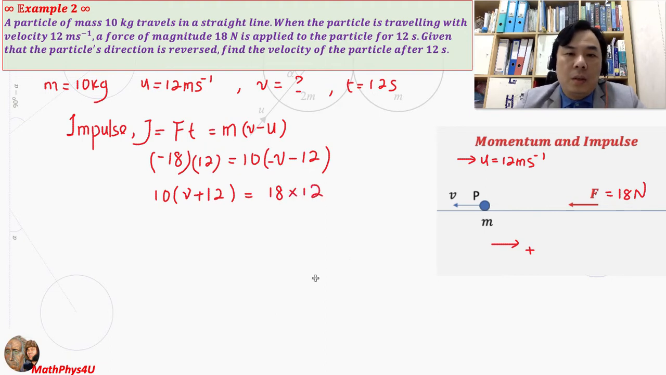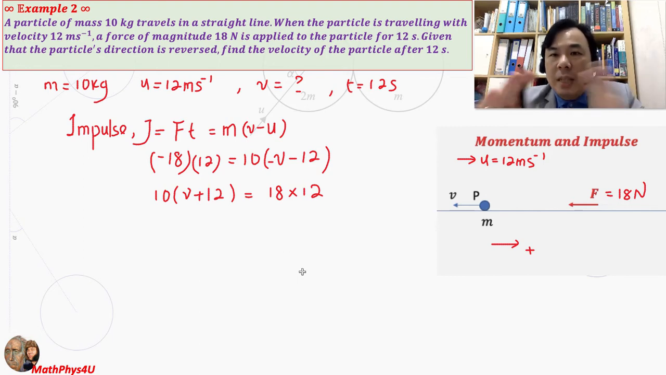I hope that is clear at this point. Do check, especially the sign. I'm going to pause here for a while for you to observe how I have used my standard direction as my reference for all the vector quantities.